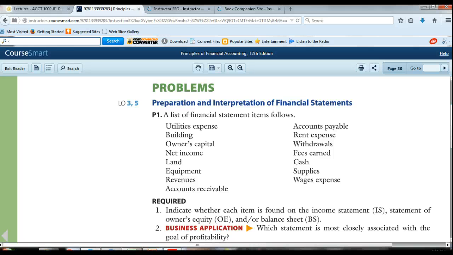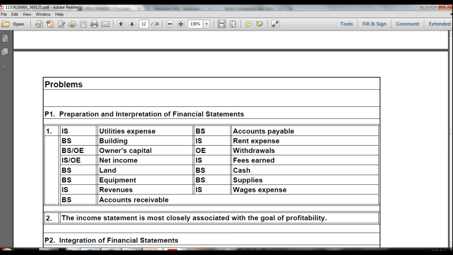Next, what's accounts payable? Balance sheet. What's rent expense? Income statement. What are withdrawals? Owner's equity. Fees earned. Income statement. It's a revenue. Cash. Balance sheet. Supplies. Balance sheet. Wages expense. Income statement. So what I'm going to do is I'll pull this up so you make sure you have them right. Do you see here?